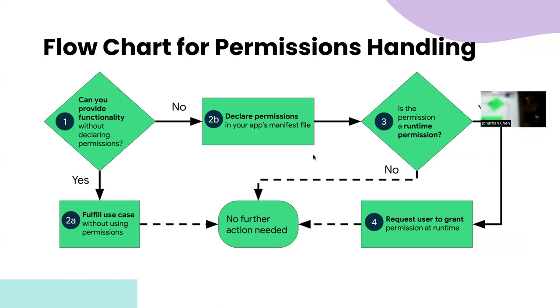Here's a quick flowchart to think about how you want to write permissions into your app. If you can do something without permissions, you shouldn't ask for them, because that's bad on your part and bad for the user. But if you do need permissions for whatever function you want to write, you need to declare the permissions in the manifest, and then you need to further ask yourself whether this permission needs to be granted at runtime.